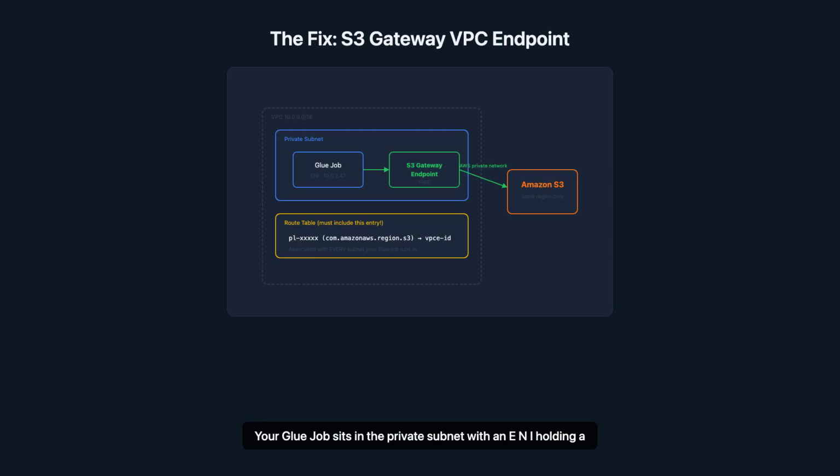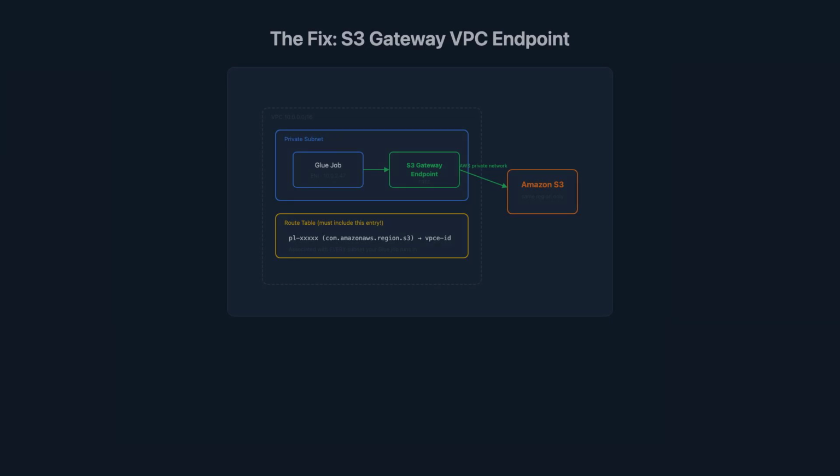Your Glue job sits in the private subnet with an ENI holding a private IP. Next, you create the S3 gateway endpoint inside the VPC, and it's free. Then you add a route table entry mapping the S3 prefix list to the endpoint ID, and you associate that route table with your subnet. After that, traffic flows straight to Amazon S3 over the Amazon Web Services private network, never touching the public internet. Compare that to a NAT gateway, expensive, noisy, and routing through the public internet. The gateway endpoint is free, faster, and stays inside the building.